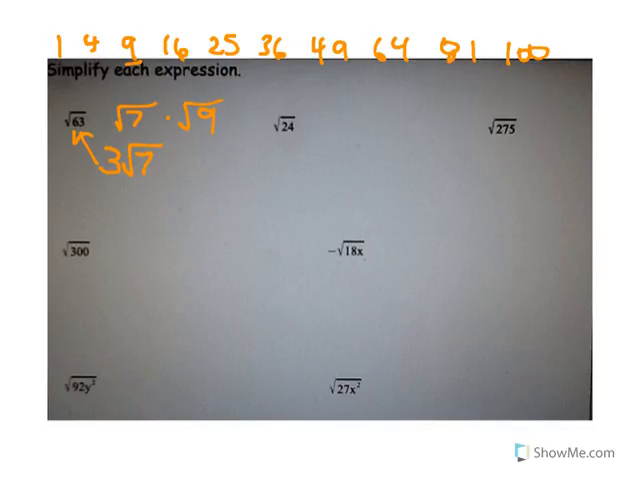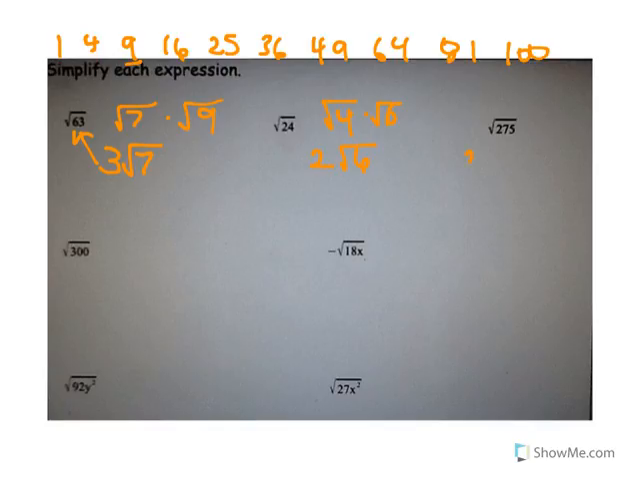For 24, what number goes into that? It's going to be the square root of 4 times the square root of 6. So this is going to be 2 square root of 6. All I'm doing is breaking it down into a problem where I'm separating the factors, and then any perfect square factor I can simplify.